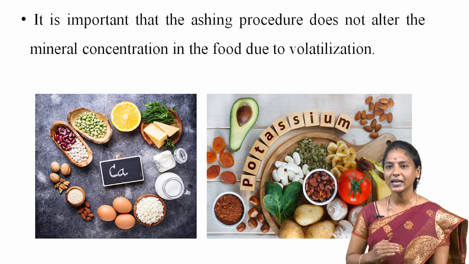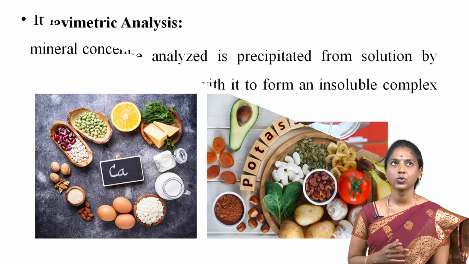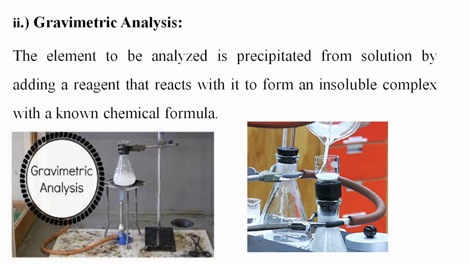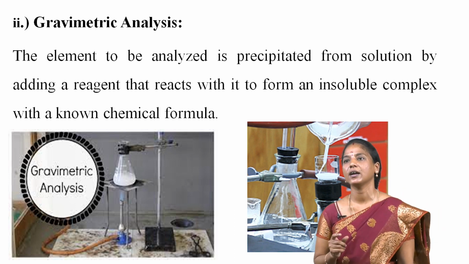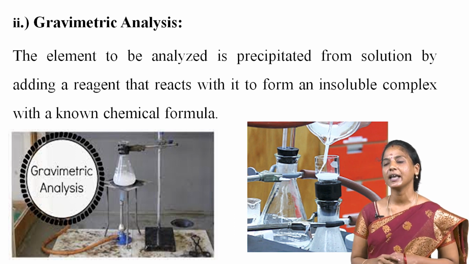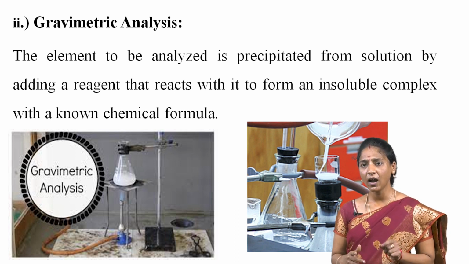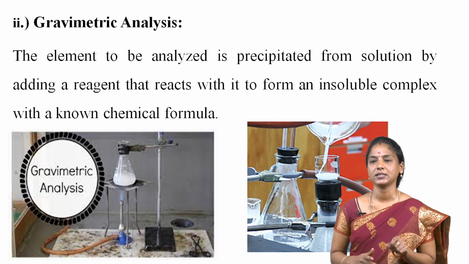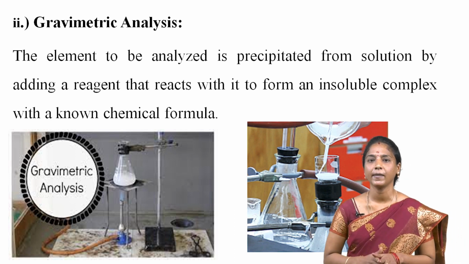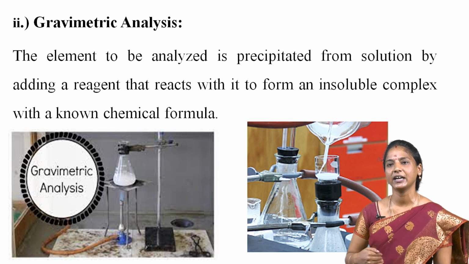Some substances can interfere with the analysis of certain minerals. Next one is gravimetric analysis. This is important in all the practicals. The element to be analyzed is precipitated from solution by adding a reagent that reacts with it to form an insoluble complex with a known chemical formula. The precipitate is separated from the solution by filtration, rinsed, dried and weighed.